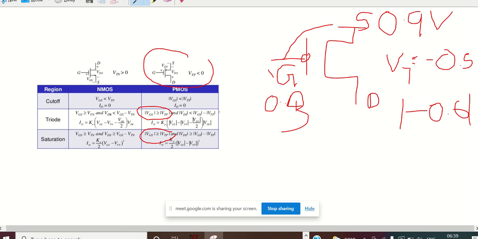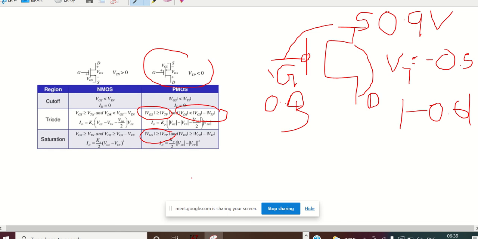Next, VDS should be less than VGS minus VTP. So you have to take the modulus for everything. Here in NMOS there is no modulus, but for PMOS, for everything there is a modulus. If you take the modulus, both are the same.